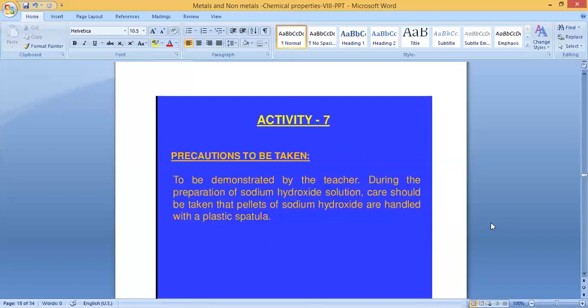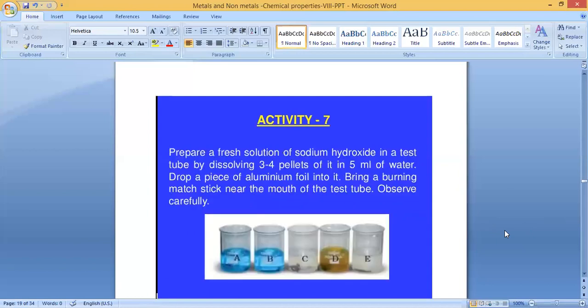During the preparation of sodium hydroxide solution, care should be taken that pellets of sodium hydroxide are handled with a plastic spatula. You cannot take them with your hand; you have to use a plastic spatula for sodium hydroxide. So we'll see the next experiment. Activity: take a fresh solution of sodium hydroxide in a test tube by dissolving 3 to 4 pellets of it in 5 ml of water. Drop a piece of aluminum foil into it. Bring a burning matchstick near the mouth of the test tube.